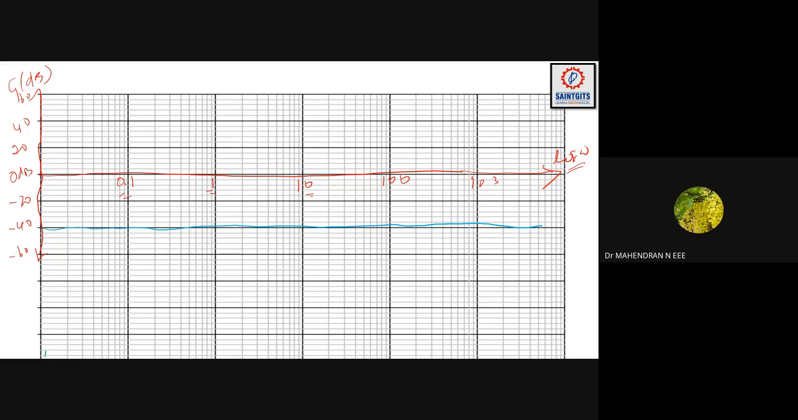So use a scale and draw this. This is minus 20 log 100, and the slope in a straight line will be 0 dB per decade. And this is your magnitude plot of your first element.